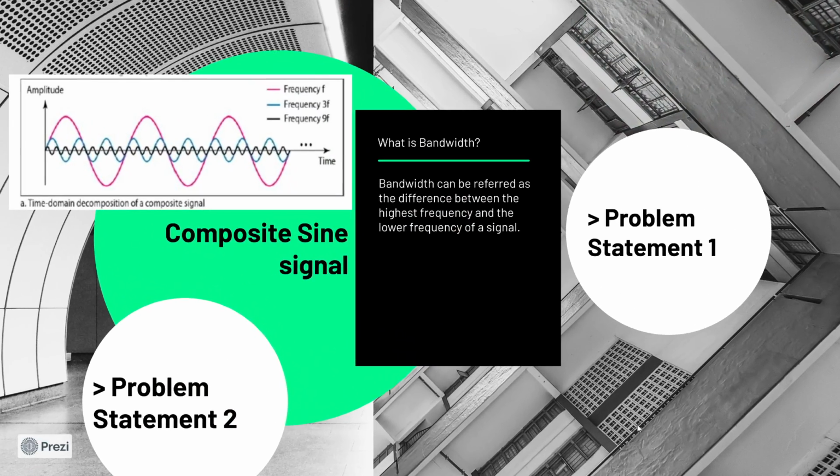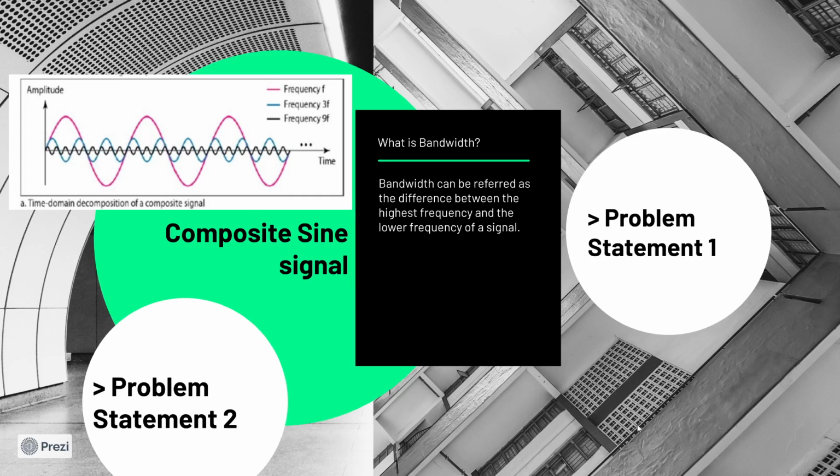Okay, so what is bandwidth? Bandwidth can be referred to as the difference between the highest frequency and the lowest frequency of a signal. Whenever we are talking about bandwidth, it's of a composite sine signal.